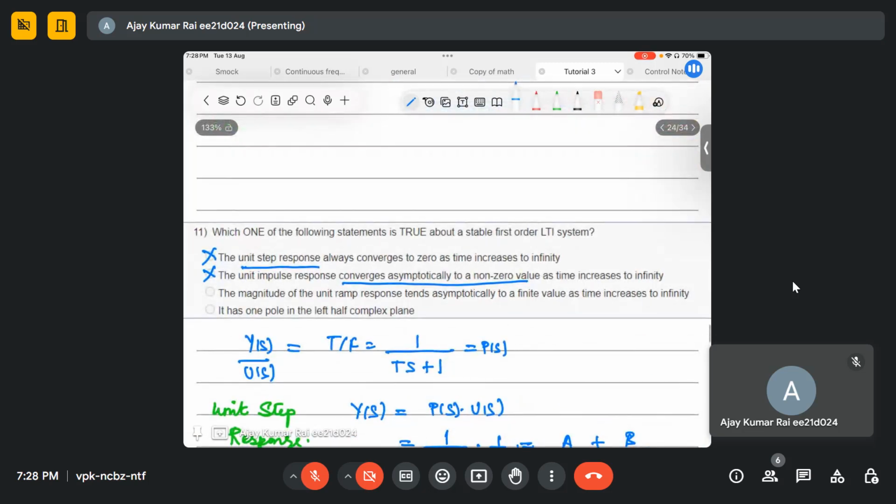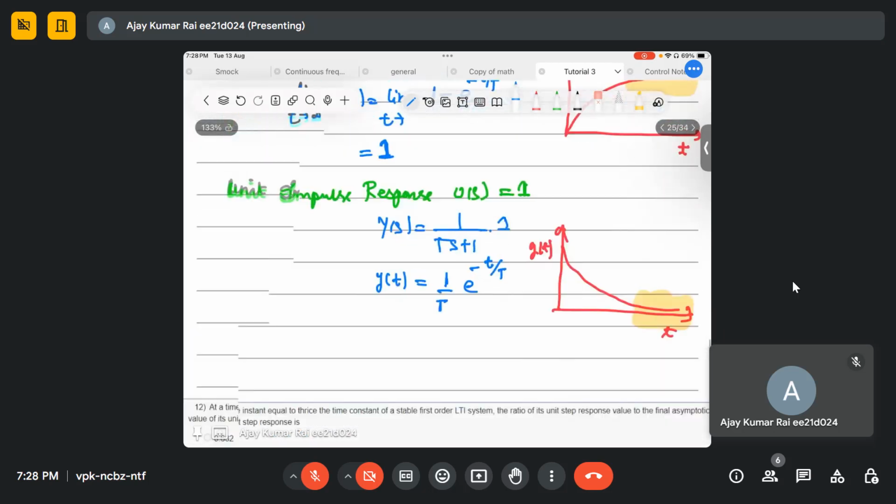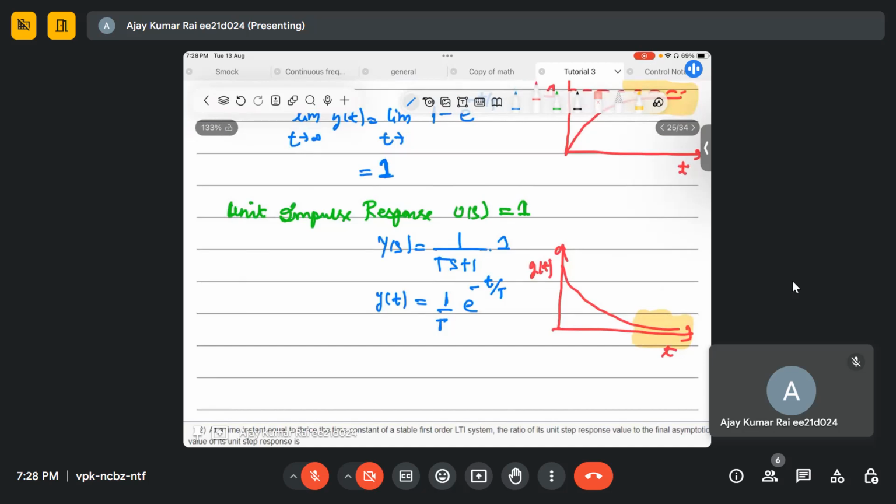Third statement: the magnitude of unit ramp response tends asymptotically to a finite value as time increases to infinity. I'm not going to do a proof for this, because you know the response will be looking like this. Let me show you the ramp response. U(s) is what, 1 by s square. So you will get the response like this. So this is the input.